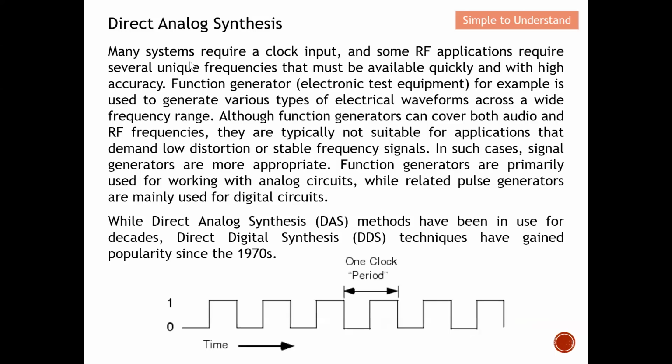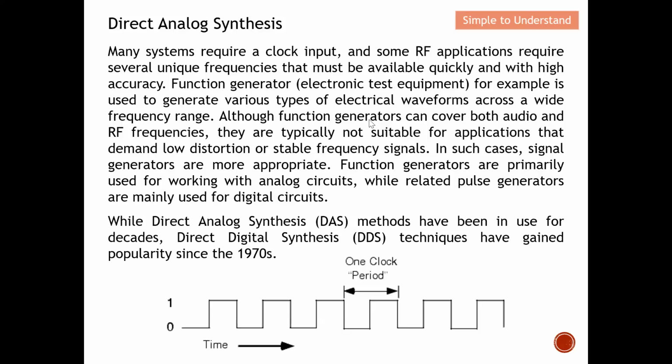Let's quickly take a look at why we need this frequency synthesizer. Many electronic devices actually require a clock input as a reference. And in some RF applications, we require several unique frequencies that must be available quickly and with high accuracy. For example, I guess you know what a function generator is. A function generator is electronic test equipment used to generate various types of electrical waveform, such as sine and square wave. The waveform also needs to have a wide frequency range.